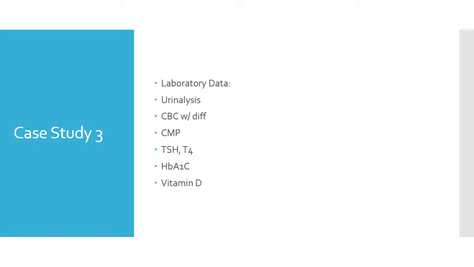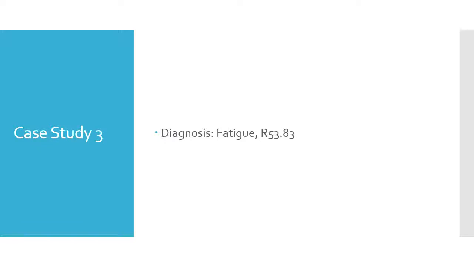So we are going to get these labs on her: a urinalysis, a CBC with diff, a CMP, TSH, T4, hemoglobin A1C, and a vitamin D. Her diagnosis is fatigue because we don't have anything definitive right now. And you can code the patient's symptoms at this point until you get a definitive diagnosis.